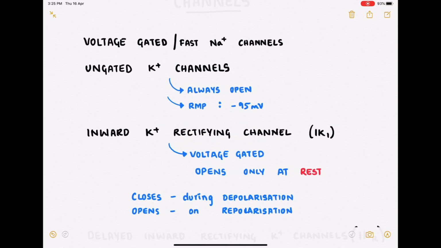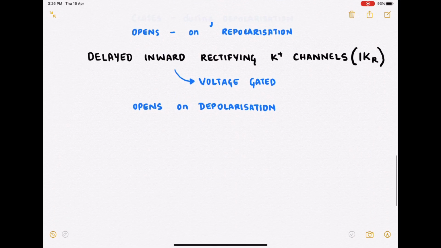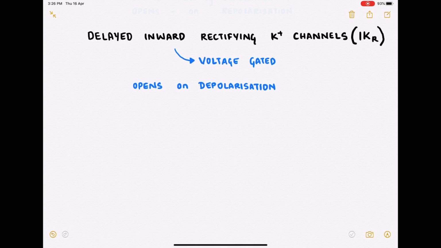Talking about the inward potassium rectifying channels, referred to as the IK1, it is a voltage-gated channel that opens only at rest. It's very peculiar and you must know this. It closes during depolarization and opens on repolarization. Next, we have the delayed inward rectifying potassium channels, referred to as the IKR. This too is voltage gated, but in contrary to IK1, IKR opens on depolarization.